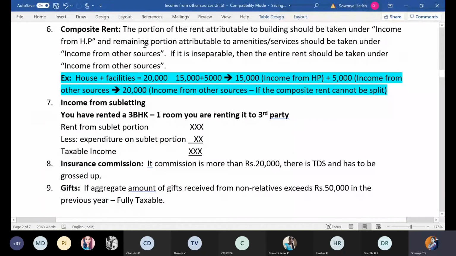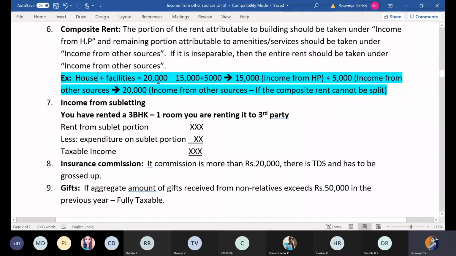The portion of the rent attributable to the building should be taken under the head income from house property, and the remaining portion which is associated with amenities or facilities or services should be taken under income from other sources. If you cannot separate these two, then you will take the entire rent under the head income from other sources.